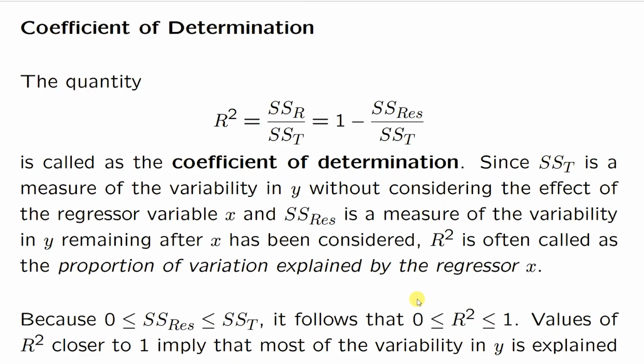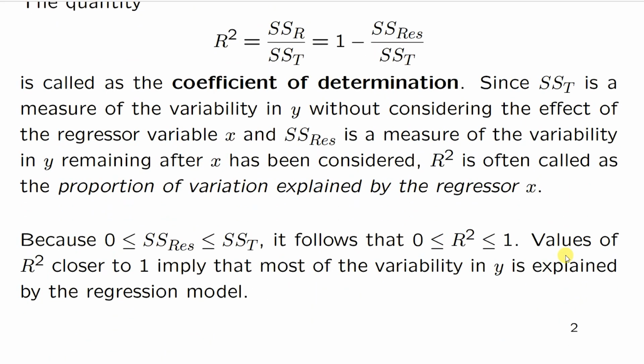Since total sum of square is a measure of the variability in y without considering the effect of the regressor variable x, and the residual sum of square is a measure of the variability in y remaining after x has been considered, thereby we can interpret the coefficient of determination R square as the proportion of variation in y being explained by the regressor x. Since the value taken by residual sum of square lies in between 0 and total sum of square, thereby the value taken by coefficient of determination lies in between 0 and 1.